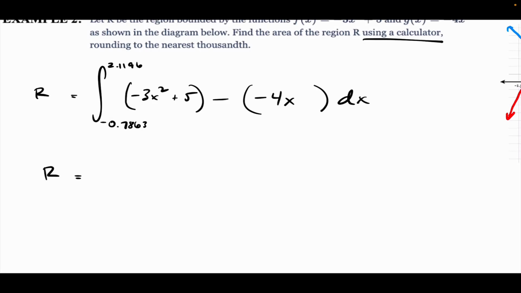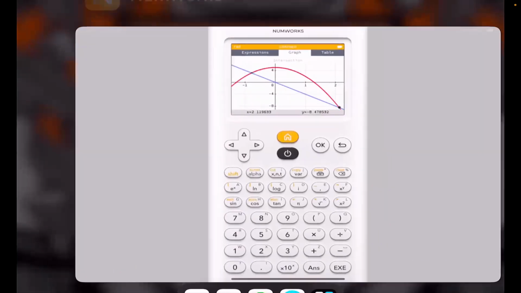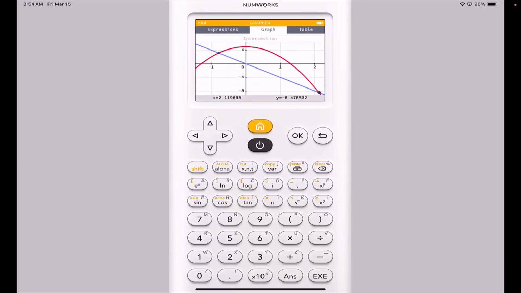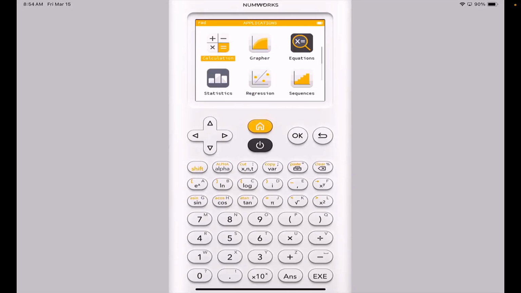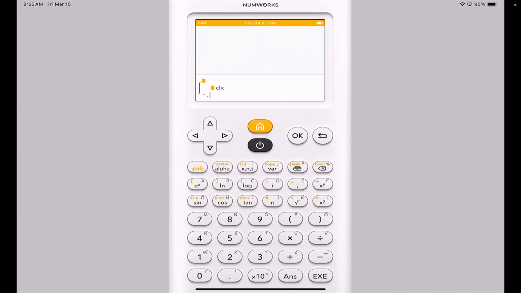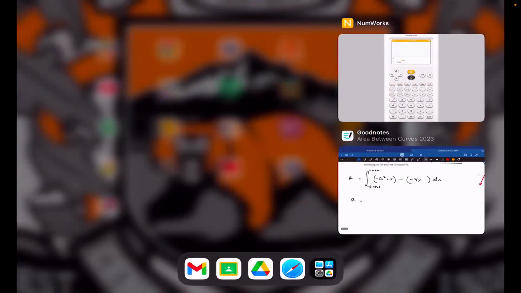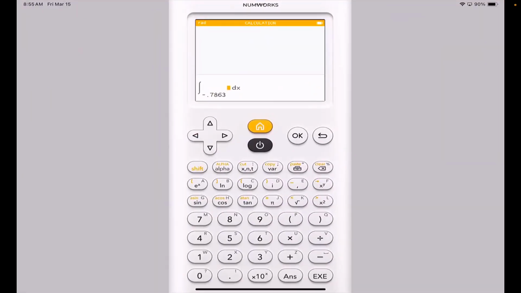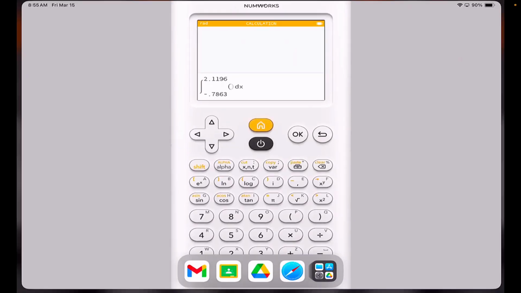We have everything filled out. So now we're just going to go put it in our calculator like we've been doing. Don't need the graph anymore. So I'm going to go home. And then I'm going to go to calculation now. Go to the toolbox. Calculus. Integral. So what is it? Negative 0.7863. The top is 2.1196. And then I had top minus bottom.